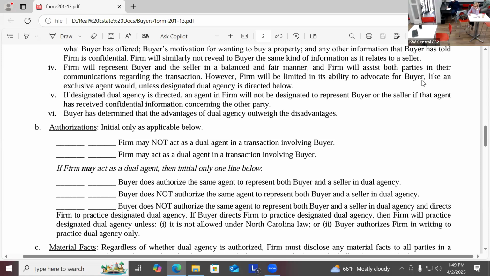There are always instances where you would have them sign the top, because it really doesn't matter. Let's say they're buying a D.R. Horton house. We know they're buying a D.R. Horton house, and we're writing this agreement up knowing that. By all means, you can sign the top one. But in general practice, if I'm showing a buyer and we don't yet know what they're going to buy, this is where we always want to err on the side of caution. So if firm may act, which we said yes, they can, as a dual agent, then initial only one of below.